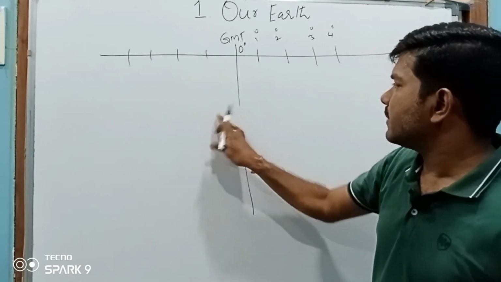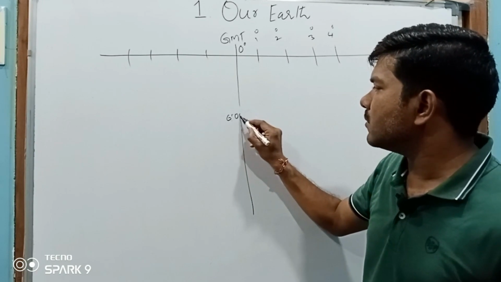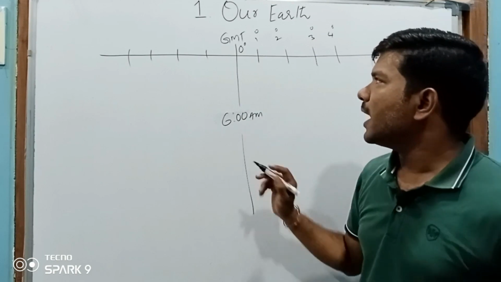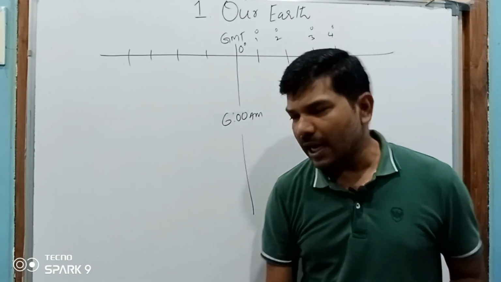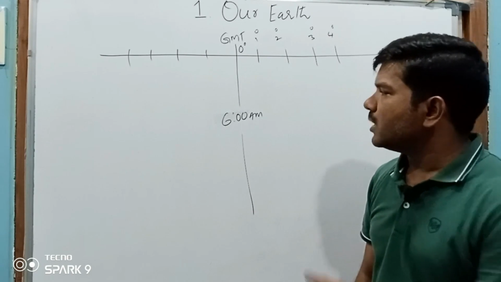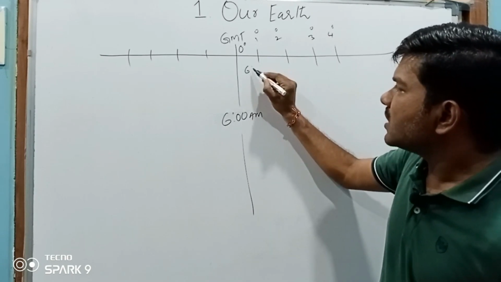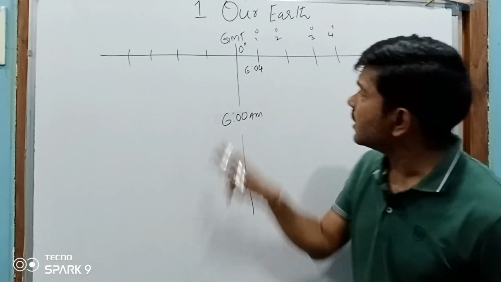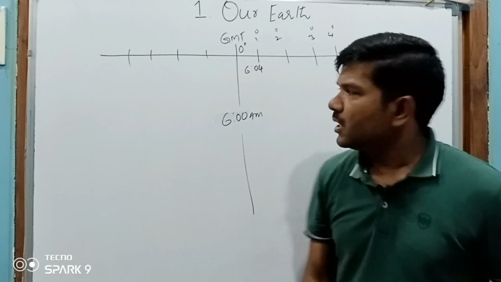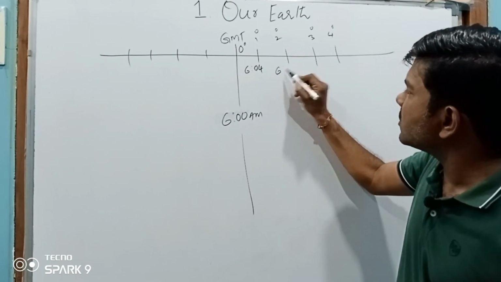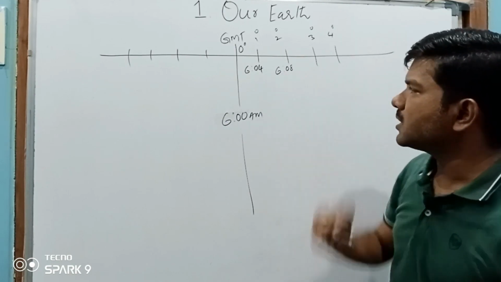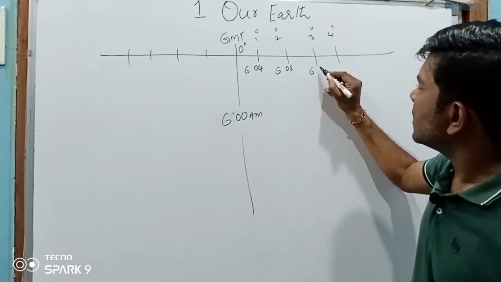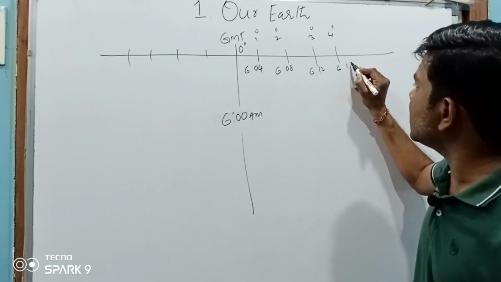The time is 6 a.m. at 0 degree longitude. The time will be 6 hours 4 minutes at 1 degree longitude. Then at 2 degree longitude, 6 hours 8 minutes. Then here again 6:12 and again 6:16.